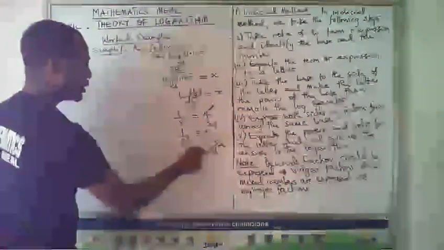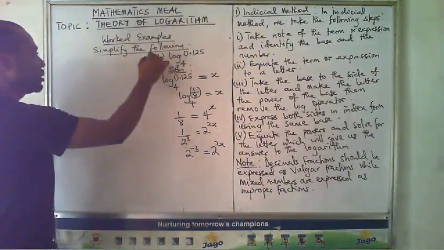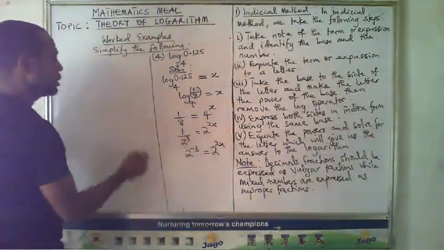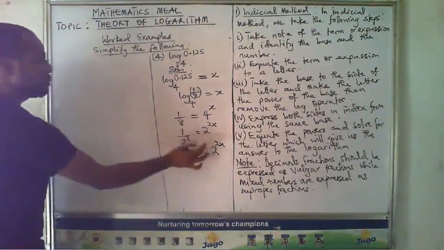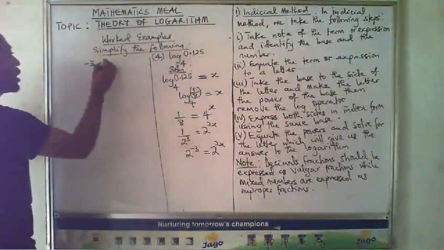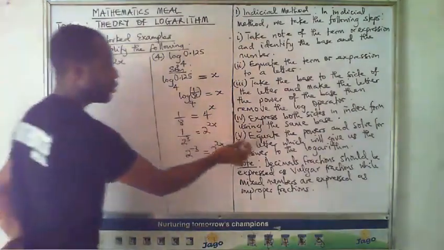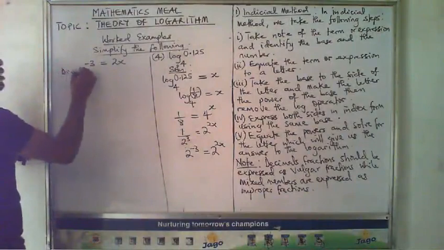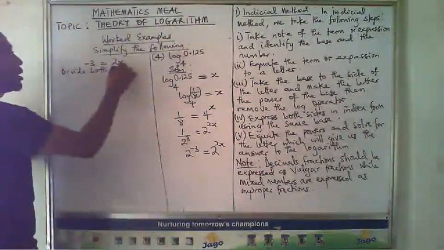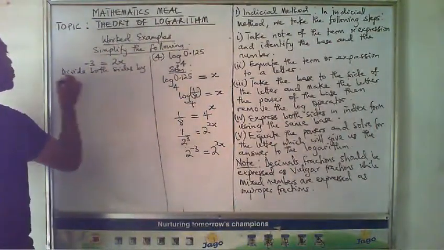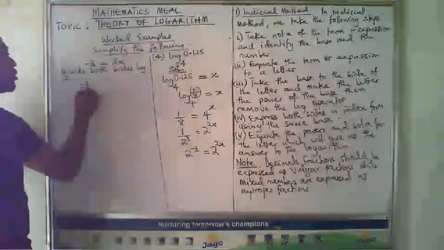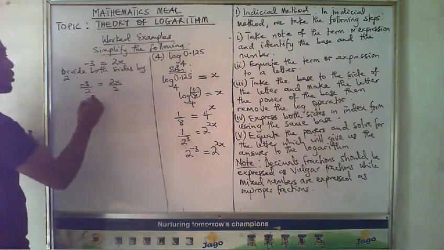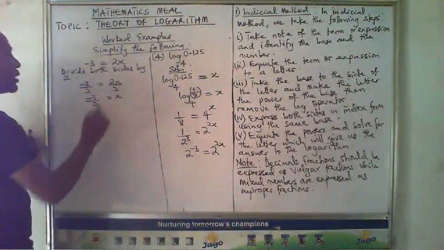Okay, let's look at it from here now. From here now, we equate the bases. So we have now, sorry, we equate the powers now. We have minus 3 is equal to 2x. That's what the fifth step says. So to find x, divide both sides by 2. That will give you minus 3 over 2 equals 2x over 2. When this divides, we are left with minus 3 over 2 equals x.